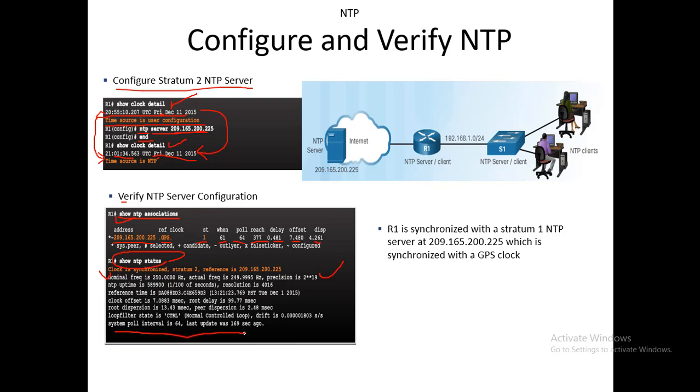In this diagram, you can see that this R1 is basically synchronized with the stratum 1 NTP server. This is the stratum 1 NTP server, let's say, and the IP of this is 209.165.200.225, which is synchronized with the GPS clock. So this is basically connected to this.